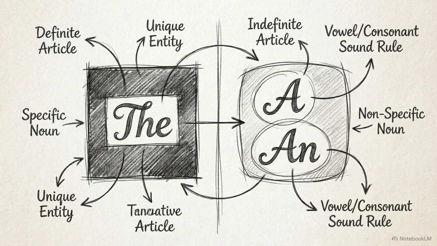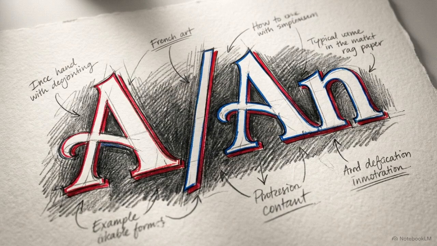First, we need to separate our articles into two groups. The is our definite article. A and an are our indefinite articles. We will focus on them right now.